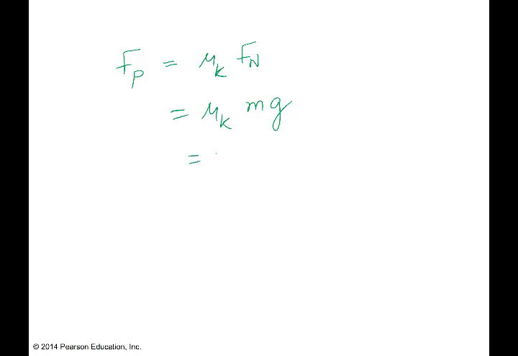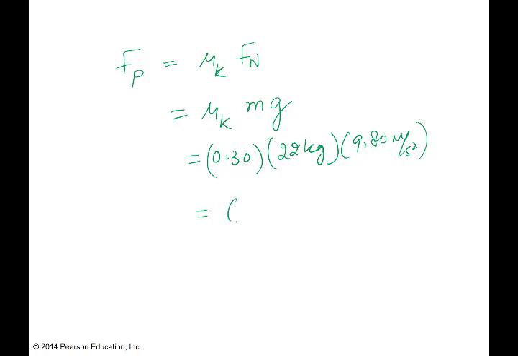Mu k was given as 0.30, no units with coefficient, and the mass is 22 kgs, and the acceleration due to gravity is 9.80 meters per second square, and you end up getting the force in the horizontal direction as 65 newtons. So you should always start doing the problem first yourself and then see.